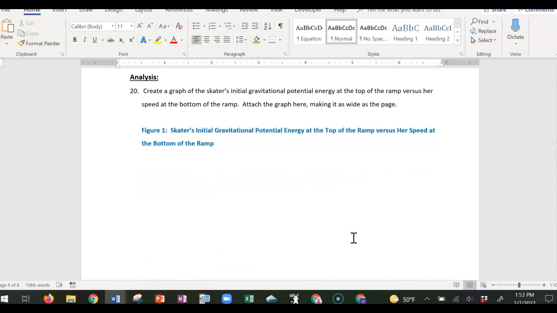I'm in step 20. I want to do a graph of the initial gravitational potential energy at the top of the ramp versus the speed at the bottom of the ramp. So that means that on the x-axis, I want to put the speed at the bottom of the ramp. And on the y-axis, I'm going to put the initial gravitational potential energy. Okay?